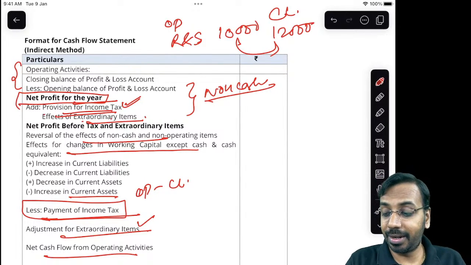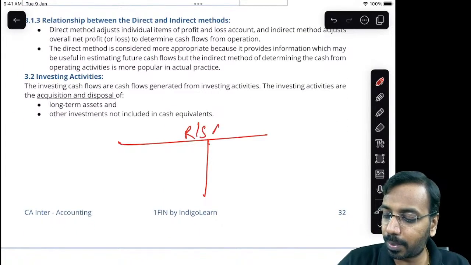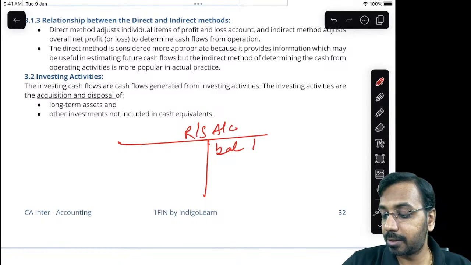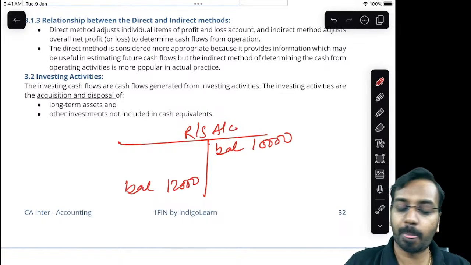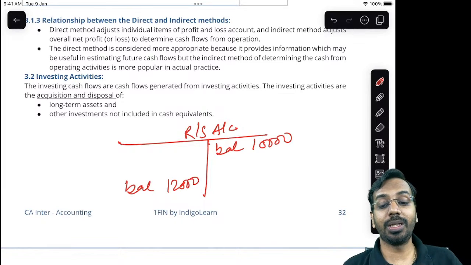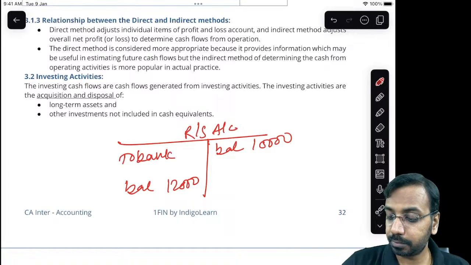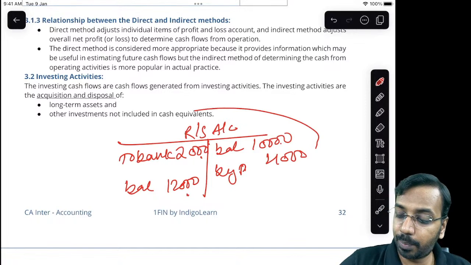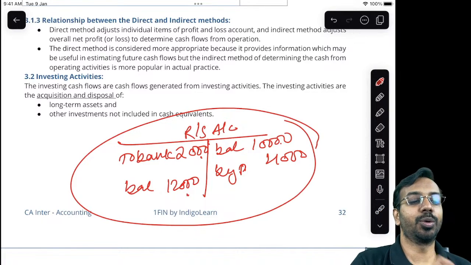If you have paid dividend, the best way to calculate those numbers is to prepare a reserves and surplus account. Opening balance 10,000, closing balance 12,000, then paid dividend during the year, let us say 2,000, to bank 2,000. So by profit, 12 plus 2 is 14, minus 10, 4,000. A simple preparation of this account will help you calculate the profit or loss made during the year.